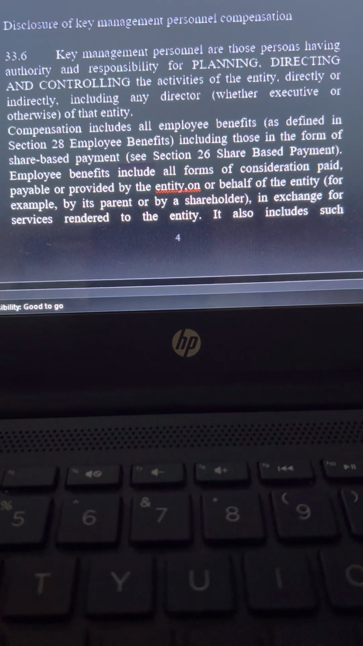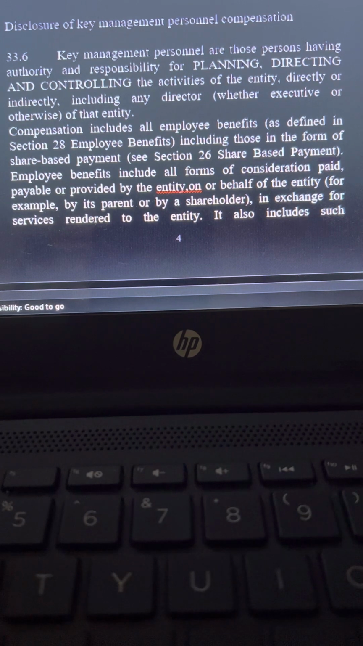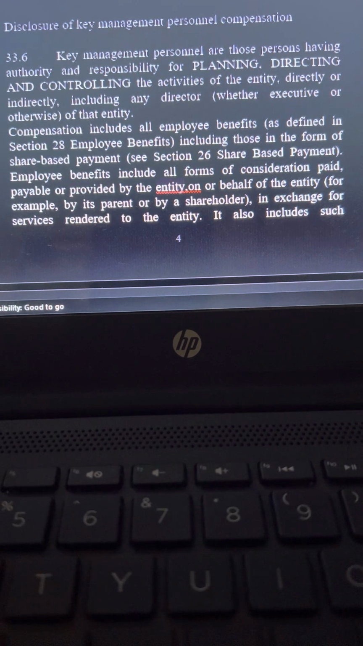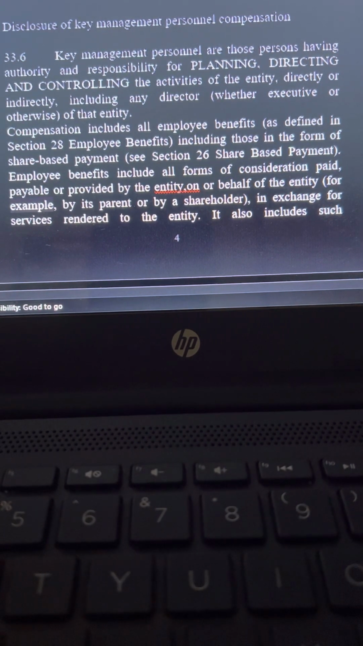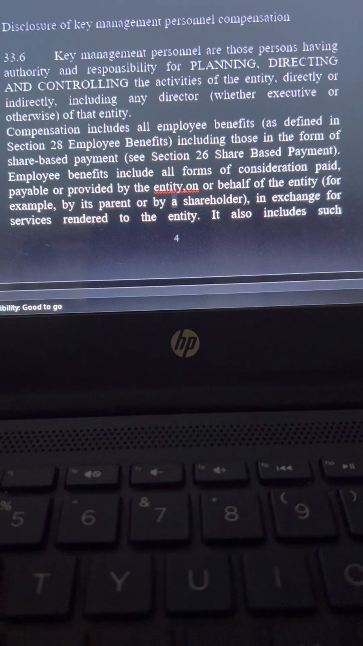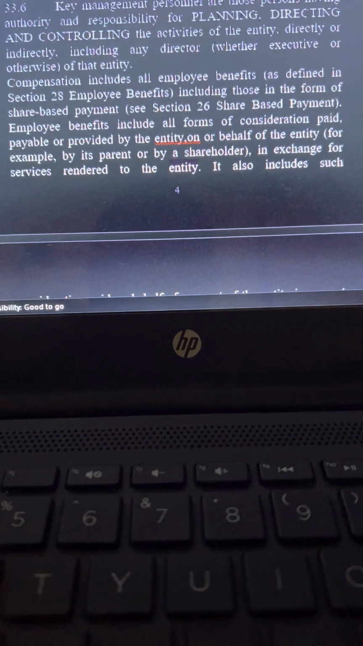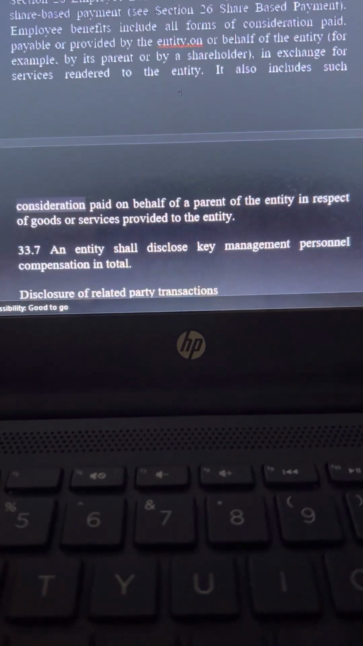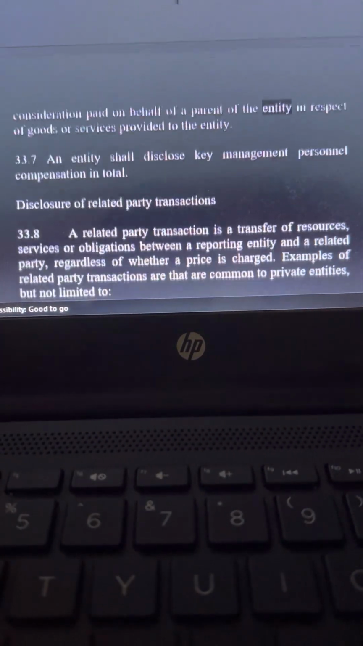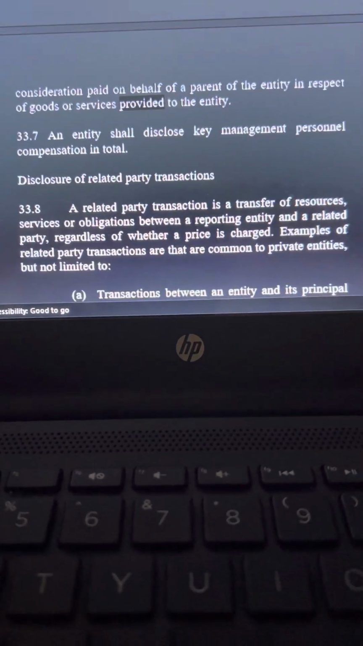Employee benefits include all forms of consideration paid, payable or provided by the entity or on behalf of the entity, for example, by its parent or by a shareholder, in exchange for services rendered to the entity. It also includes such consideration paid on behalf of a parent of the entity in respect of goods or services provided to the entity.